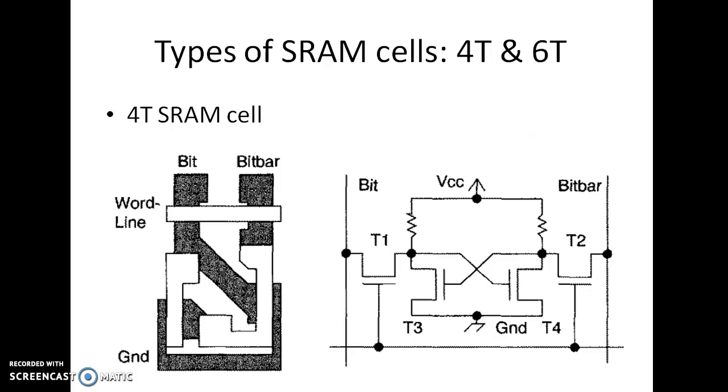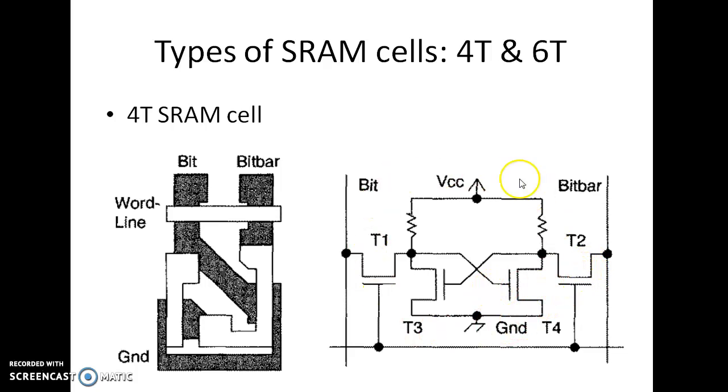So coming to the next point, how many types of SRAM cells are there? Just now we have seen what an SRAM cell consists of. An SRAM cell consists of 2 cross-coupled inverters. There are 2 types of SRAM cells. One is 4T and the second is 6T. First we'll see what the 4T SRAM cell is. The concept is simple. 4T means 4 transistors, or 4 MOSFETs, would be used in this.